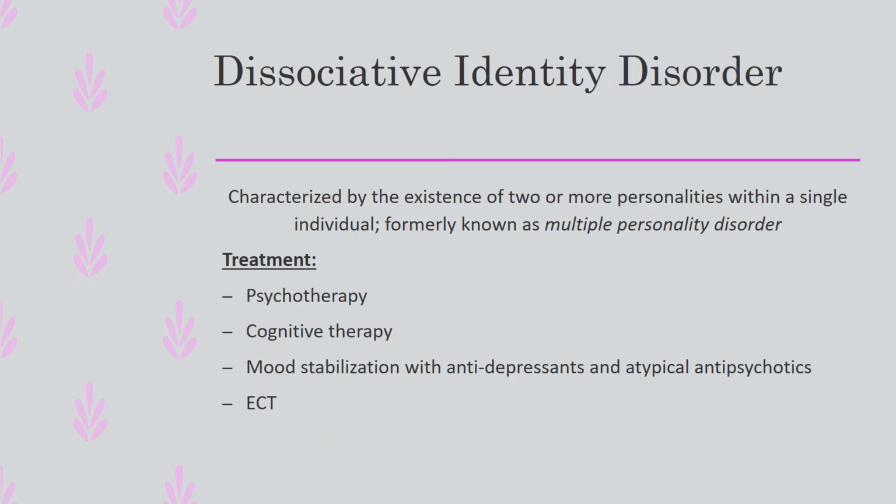So, the next disorder that we will talk about in regards to dissociative disorders is DID, or dissociative identity disorder. This disorder is characterized by the existence of two or more personalities within a single individual. This is what you guys have come to know, or is formerly known as multiple personality disorder.